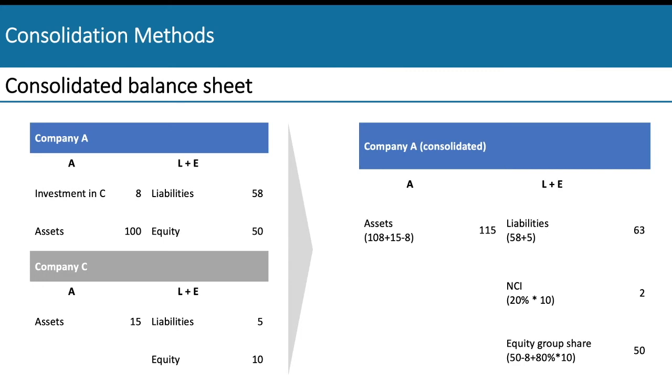And then lastly, you do the equity. And so here what you do is you start with 50, which is company A's equity. You subtract out the investment in C. And then you add back the portion that you own, which is 80% times 10, which is 8 again. So you end up with 50. And this is how you consolidate the balance sheet.